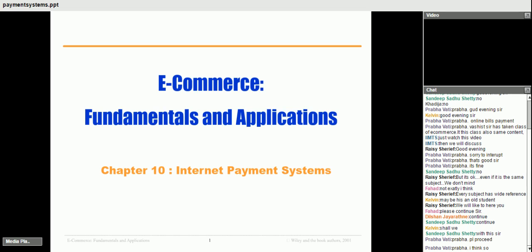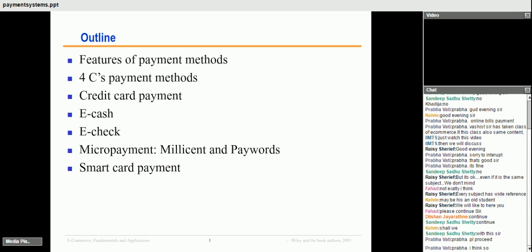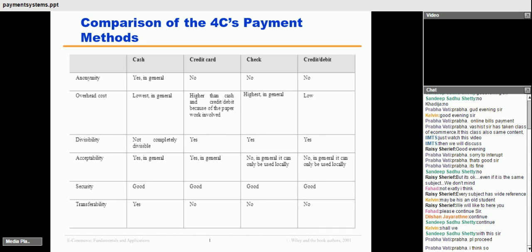Now let us see the e-commerce fundamentals and applications. Let us see some of the online payment systems. The features of the payment method, the 4 C's of payment methods, credit card payment, e-cash, e-check, micro payment and smart card payment. This is the outline of this particular PPT.